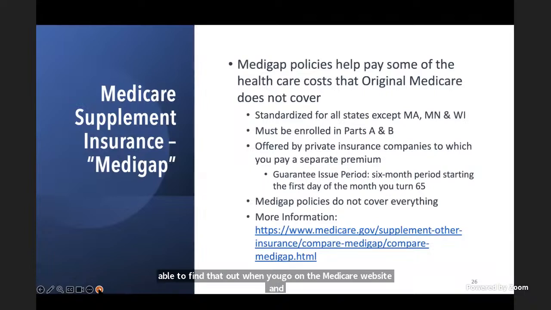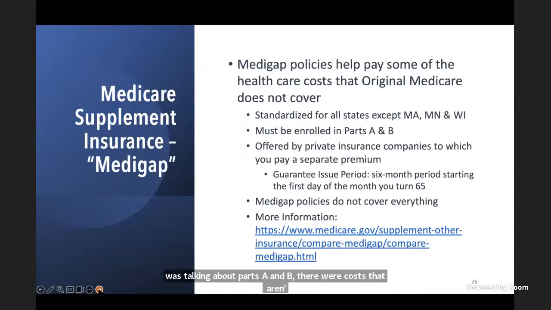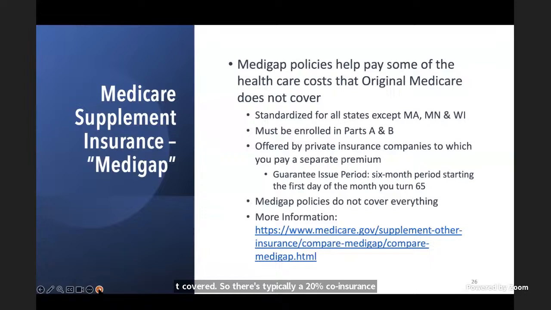We've had a couple of questions about Medigap, and so we'll talk about it briefly. Medigap is supplemental insurance. So you noticed when I was talking about Parts A and B, there were some costs that aren't covered. So there's typically a 20% coinsurance with a lot of things under Medicare. Your supplement can help pay those costs. Okay. And supplements are offered by private insurance companies.